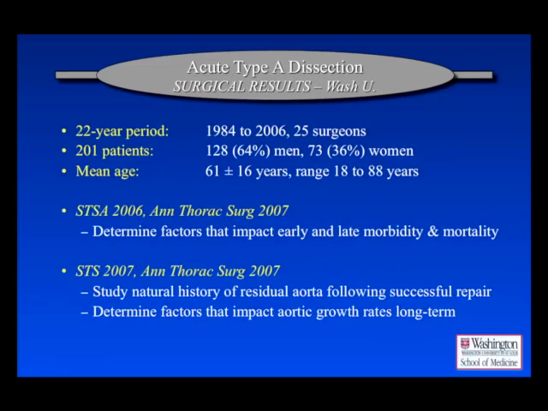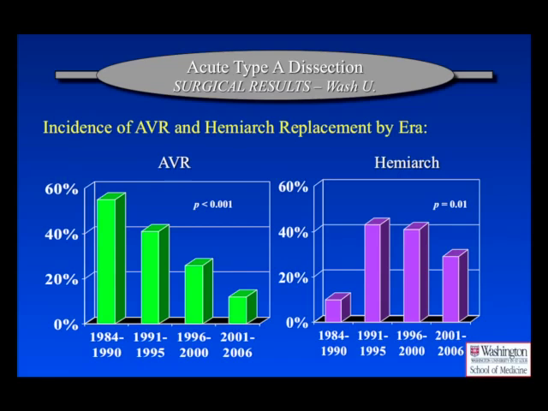At Washington University, over a 22-year period, 25 surgeons had replaced the ascending aorta for acute type A dissection in 201 patients. The mean age was 61 years. Early in the series, aortic valve replacement was common, over 50% of patients, but currently we only replace the aortic valve in less than 10% of patients. In addition, hemiarch replacement has been more common in the mid portions. There's been a tapering off lately with about a 30% incidence.